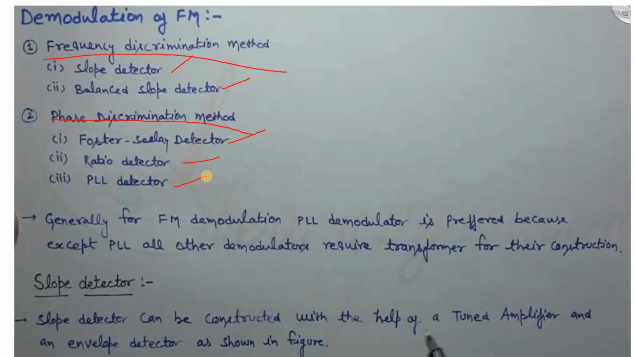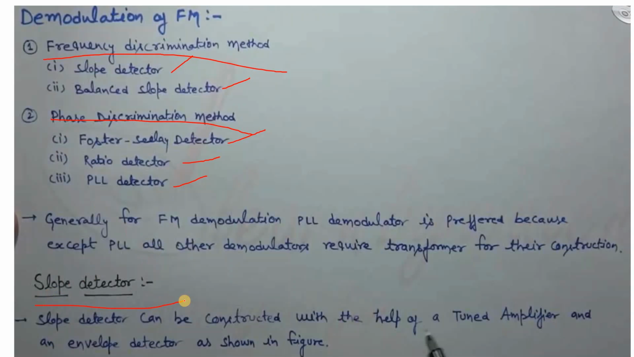Generally, for FM demodulation, the PLL demodulator is preferred because, except for the PLL, all the other demodulators require a transformer for their construction. So let us go through these before going to the PLL detector: what is the basic function, and how each is going to demodulate an FM signal, starting with the slope detector and the other different types. Then we look at the slope detector.